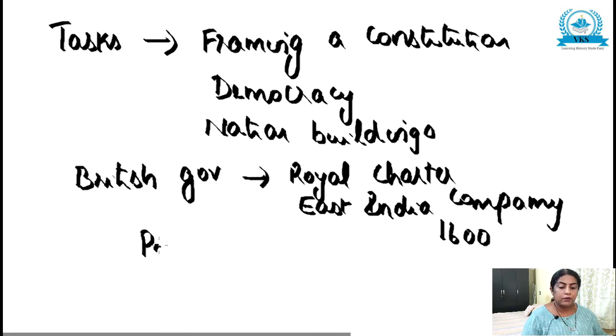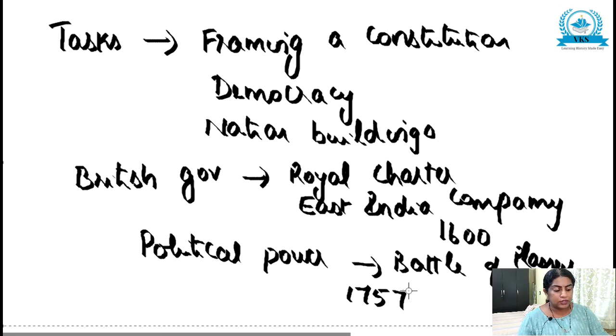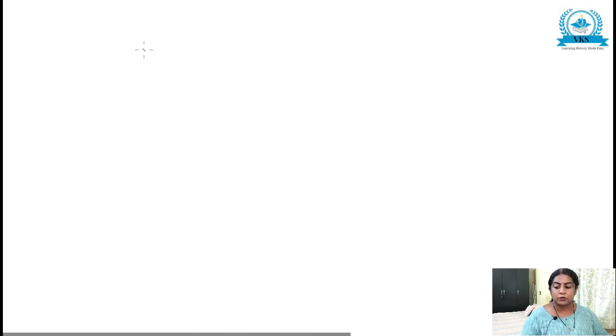And the political power was captured after the Battle of Plassey. After the Battle of Plassey, the British captured the political power, that is in 1757. So the charter was given to the East India Company in 1600, and after the Battle of Plassey, in which Sirajud-Dowlah fought with the British, the political power was captured in 1757. So that was the incident which led to the coming of British rule in India.